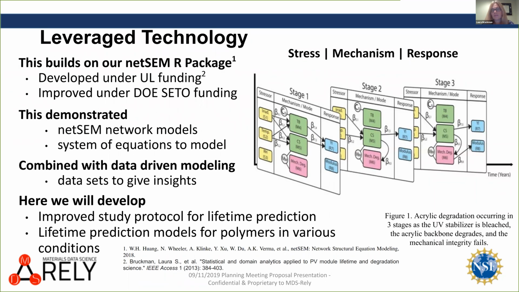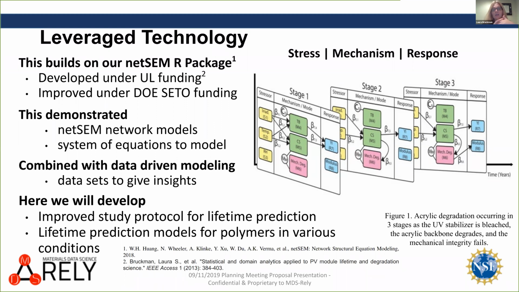So this project is leveraged by our netSEM R package that was originally developed with UL funding and then has been further iterated and improved under DOE CETO funding. So these network models, netSEM, are based on structural equation modeling, but they've been modified so that we can have much more practical functional forms for how these degradation mechanisms occur. And this gives us a system of equations in which we can model the behavior of a material and how it changes under different stress conditions.